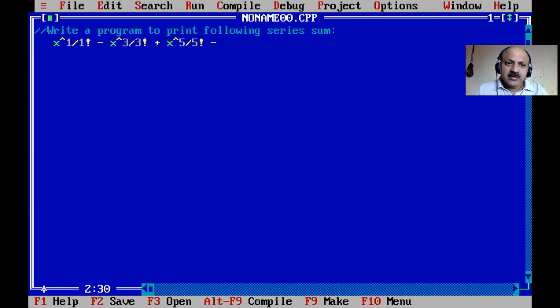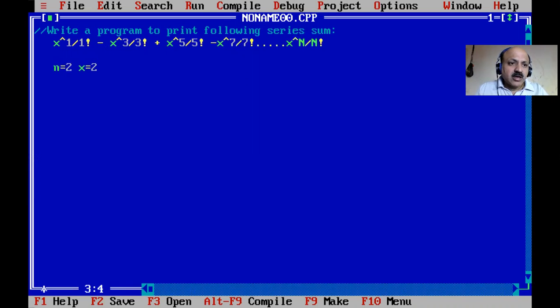Now, if I take 4 terms, then x raised to 7 divided by 7 factorial, and for n terms, x raised to n divided by n factorial. That is the type of series. We can assume only the first two terms, so n is 2, and we can assign x as 2, so that is the assumption.